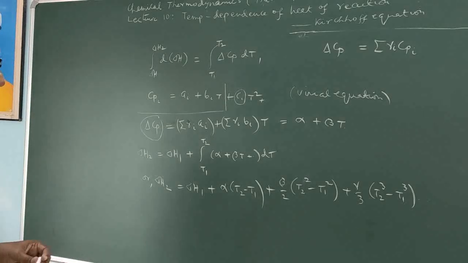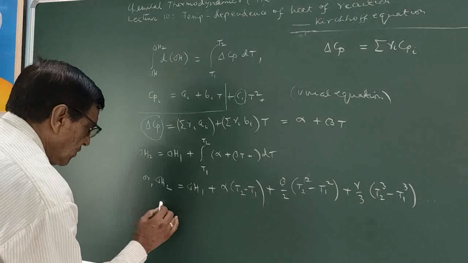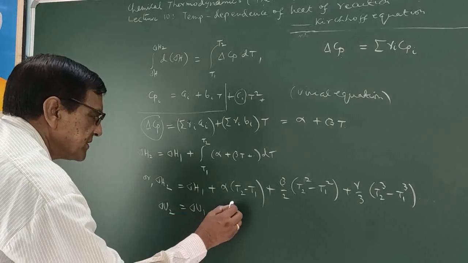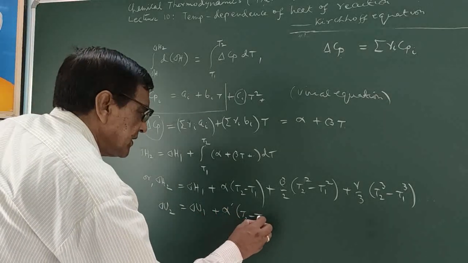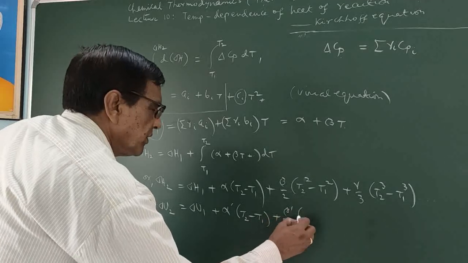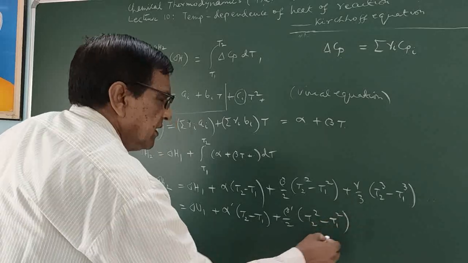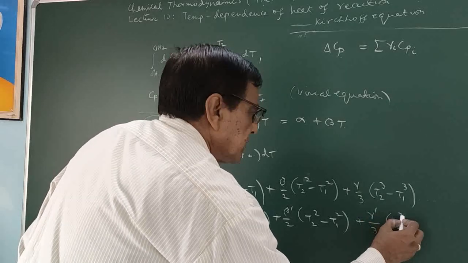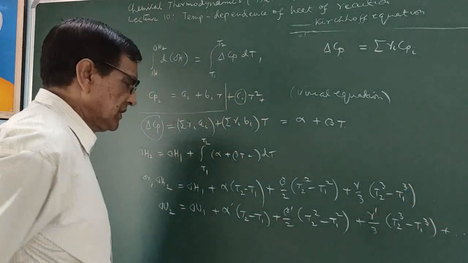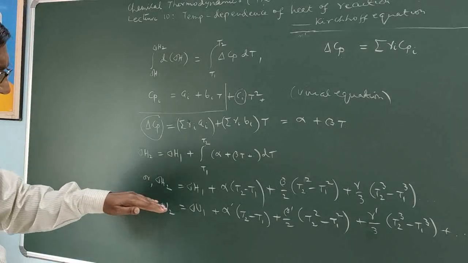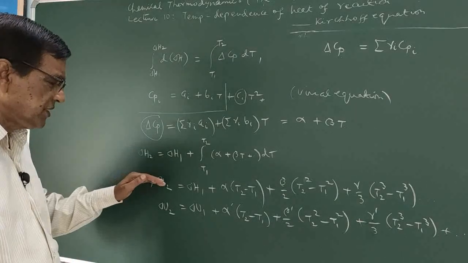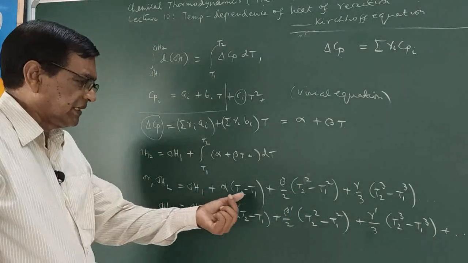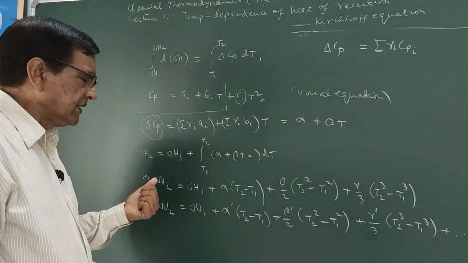And similarly, if we consider this one, then it will be also the heat change at constant volume. Then del U2 equal to del U1 plus, suppose it is alpha dash, into T2 minus T1 plus beta dash by 2 into T2 square minus T1 square, and here it will be gamma dash by 3 into T2 cubed minus T1 cubed plus dot. This is the Kirchhoff equation which relates the enthalpy change or internal energy change of a reaction with the temperature. If we know this value, and T1 and T2, and alpha, beta are both known for this reaction, then delta H2 could be determined.